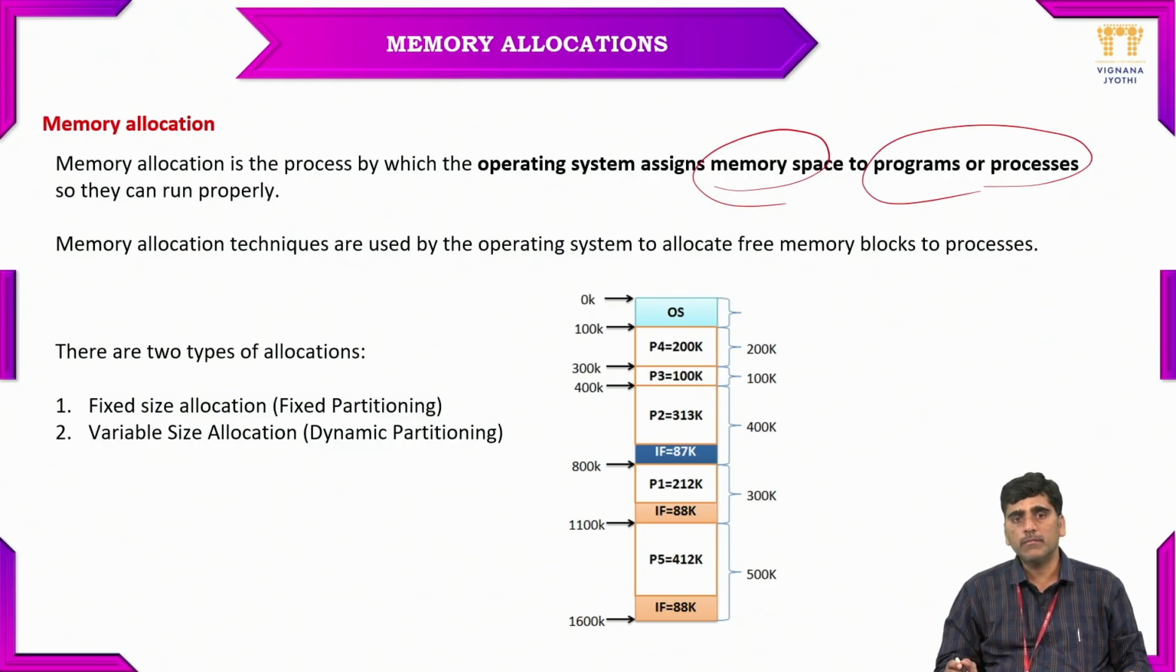If you are not allocating the memory, then what is the need of the program to be executed? To execute that program, to complete that process, memory is needed. So the memory resource is allocated to the process. Memory allocation is the process by which the operating system assigns memory space to the programs or processes. And memory allocation techniques are used by the operating system to allocate free memory blocks to the processes.